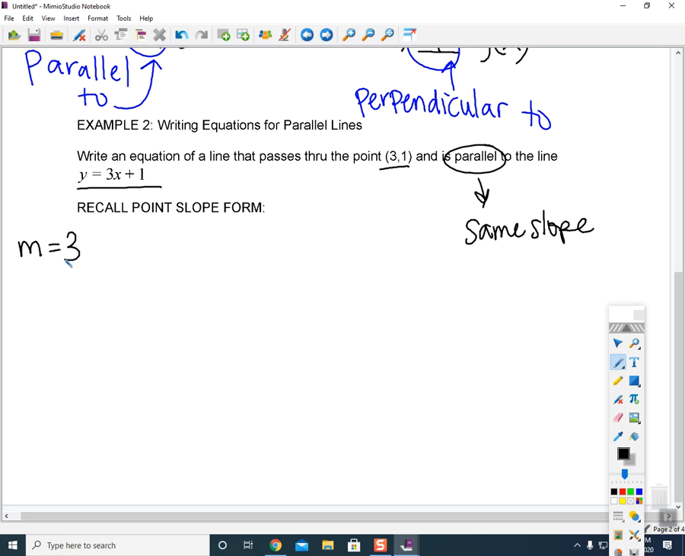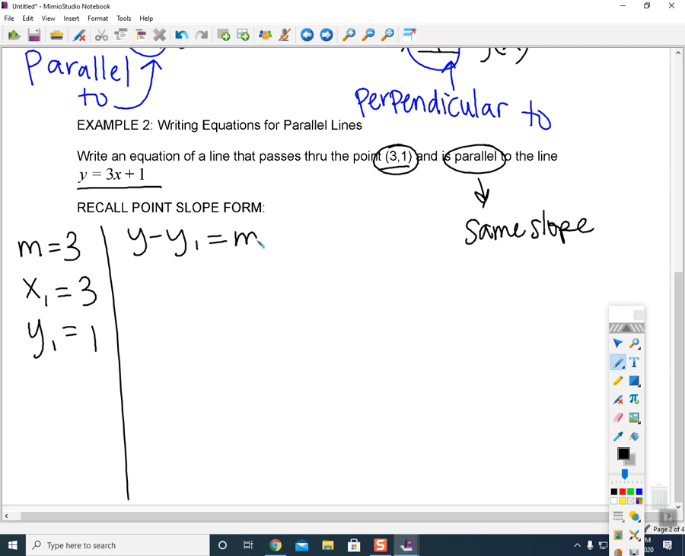The point I'm working with is 3, 1. So my x sub 1 value is going to be 3. My y sub 1 value is going to be 1. Now I can just use this with point-slope form, right? So y minus y1 equals m times x minus x1. Just going to plug it in. y minus 1 equals 3 times x minus 3.